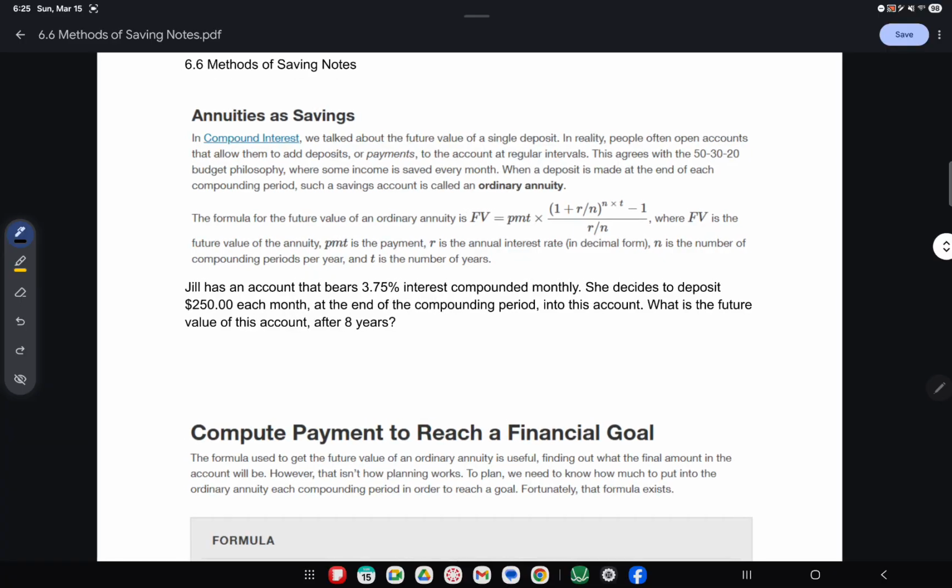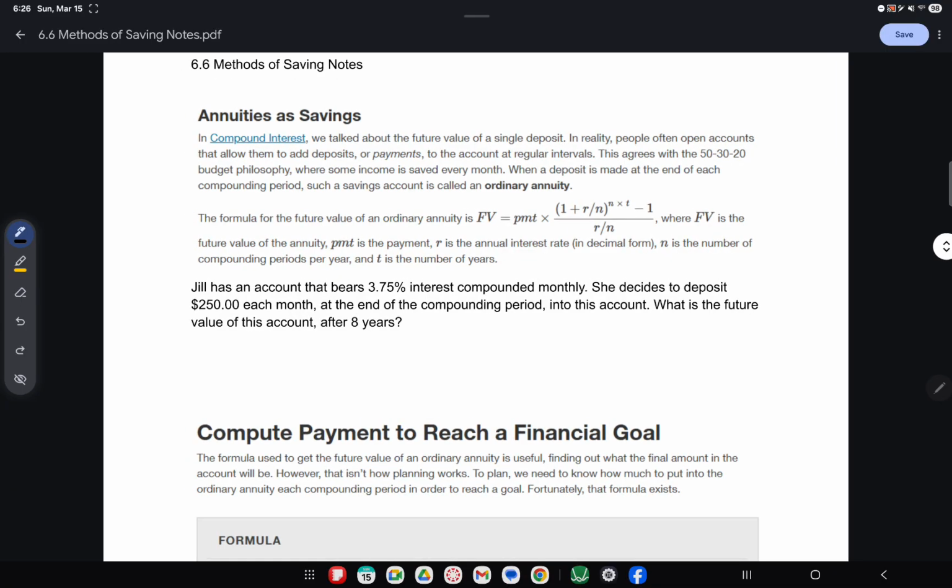Okay, this is a big formula here. So annuities as savings. In compound interest, we talk about the future value of a single deposit. But what if you're making regular payments each month to an account? This formula here helps us with that. So the future value is the payment you're making each month, times 1 plus rate over number compounded to the nt, minus 1, all over r over n.